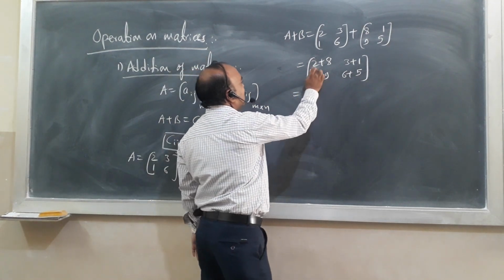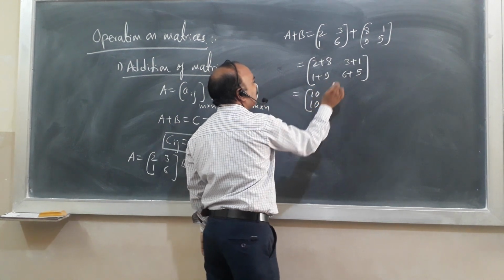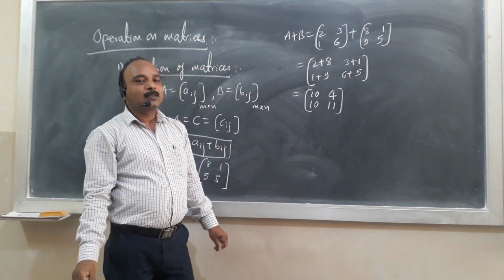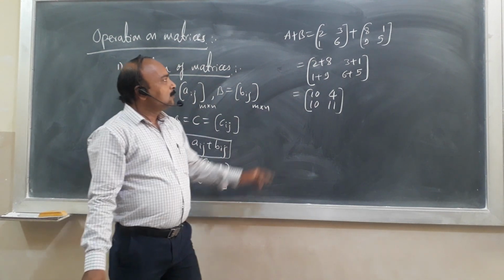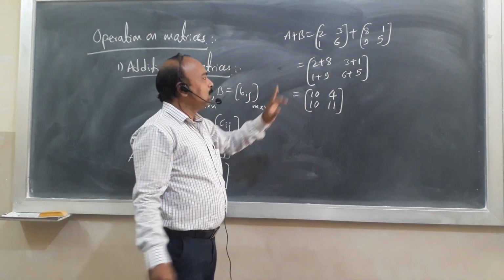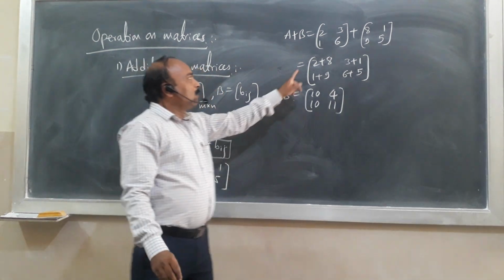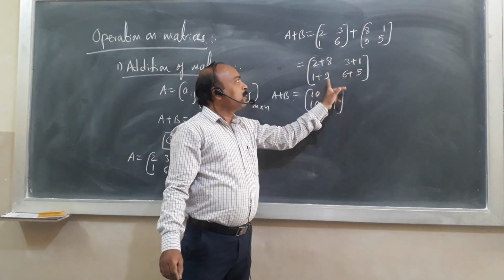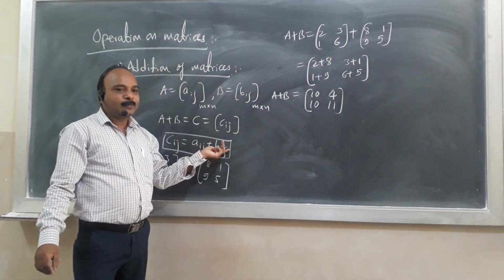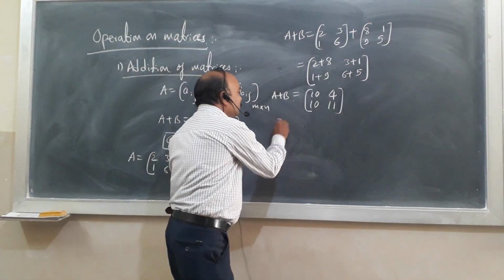Now it is equal to 10, 4, 10, and 6 plus 5 is 11. So this is called the sum of two matrices A and B. Here we are adding the corresponding elements of the two matrices and it is the required matrix, that is A plus B. So 2 plus 8, 3 plus 1, 1 plus 9, 6 plus 5 is nothing but this Aij plus Bij form, that is equal to Cij. Next we go for the next example.